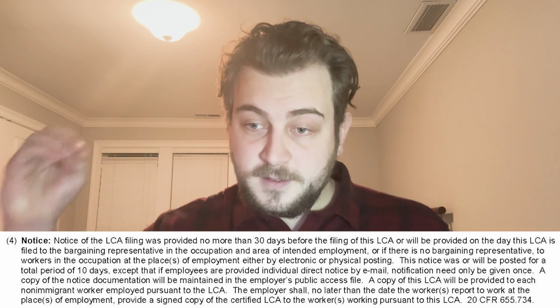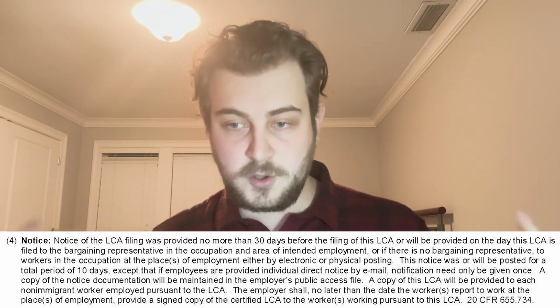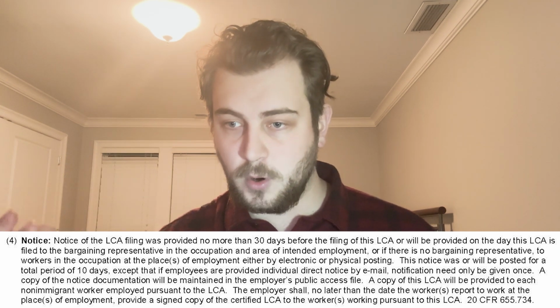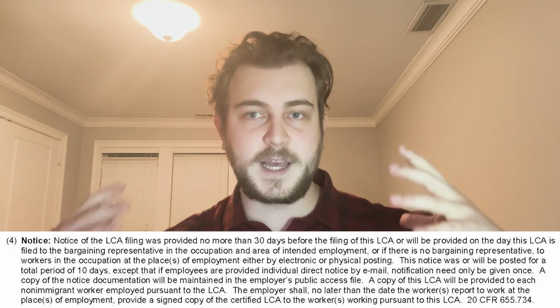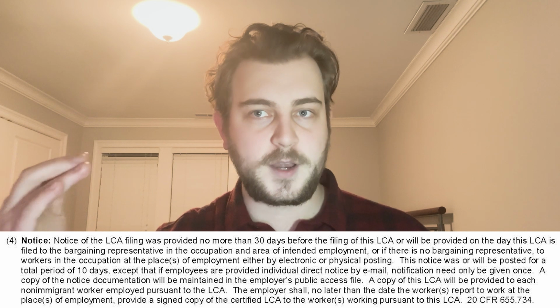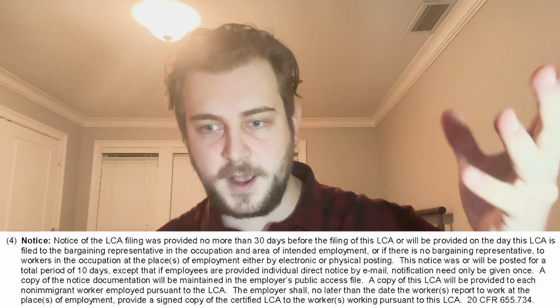And finally, they have notified the head of their employee bargaining representatives, like a union head, or if there is not one, they have posted the notice in the locations where employees would likely see it that they are going to hire an H-1B worker and that this LCA has been filed.